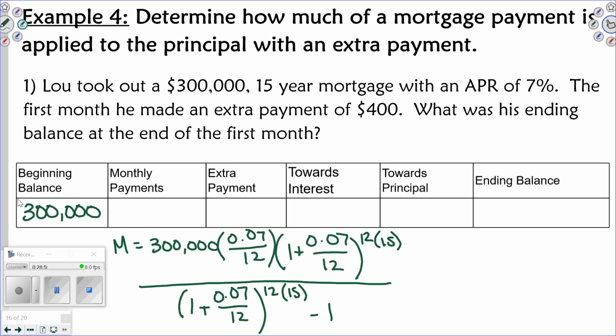Takes me longer to write it, I think, than you guys to just type it in your calculator. Perfect. $2,696.48. It's a heck of a monthly payment. Good. Extra payment would be $400.